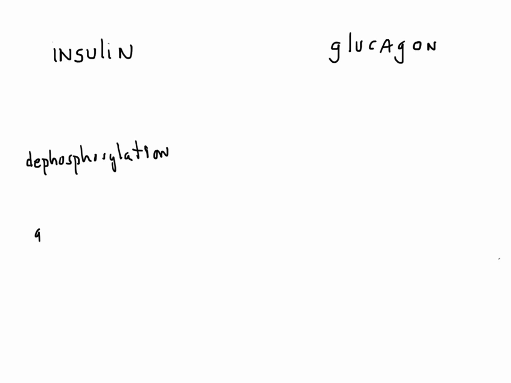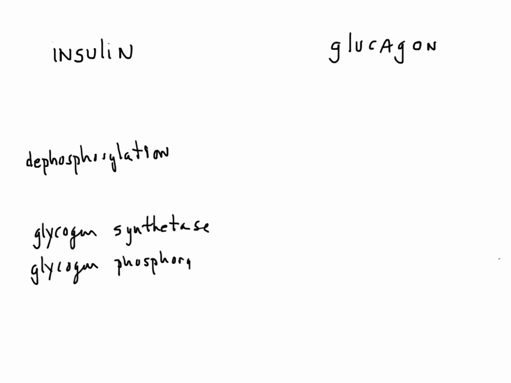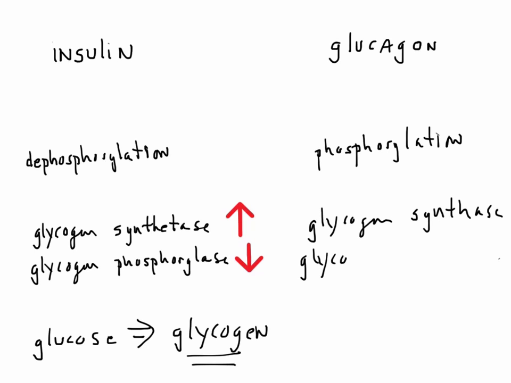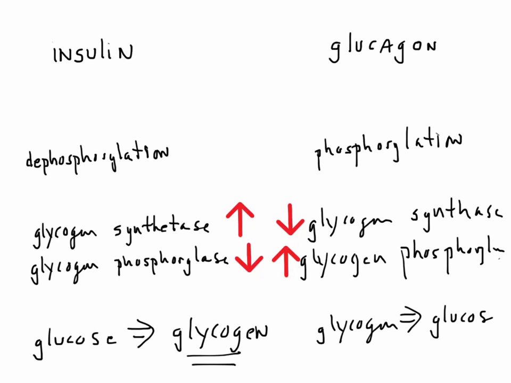Insulin causes dephosphorylation of both enzymes. That increases the activity of glycogen synthase and decreases the activity of phosphorylase. Glycogen synthesis is activated and glucose is stored. An increase in glucagon in the blood causes phosphorylation of both enzymes. This increases the activity of glycogen phosphorylase. Glycogen is broken down and glucose is released.